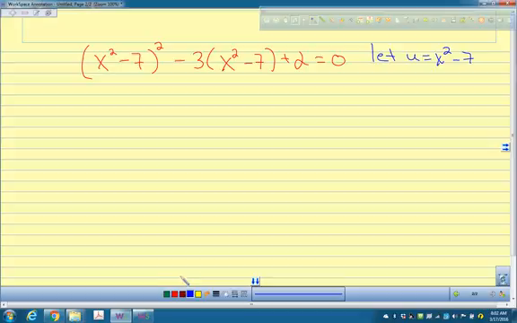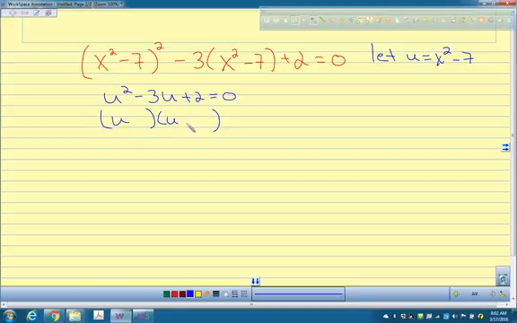Okay, so here we go. So then you just do U squared minus 3U plus 2 equals 0. And you factor that just like I did the last one. What does that factor to? What multiplies to positive 2 and adds to negative 3? Negative 2 and negative 1, right? Equals 0. And then you draw your little squiggly line. U equals 2 or U equals 1, right?